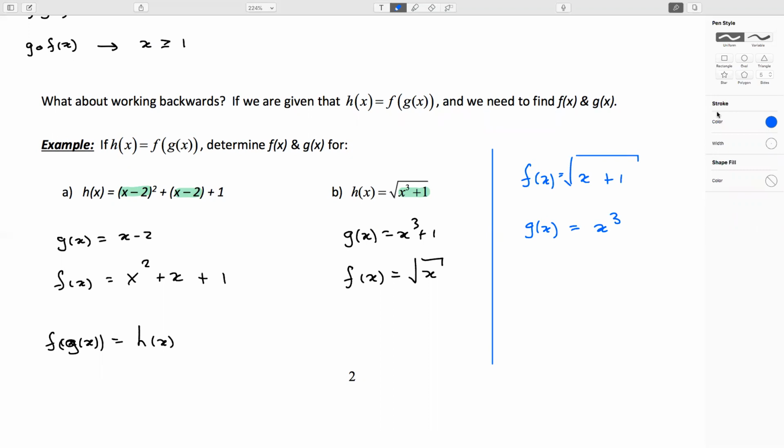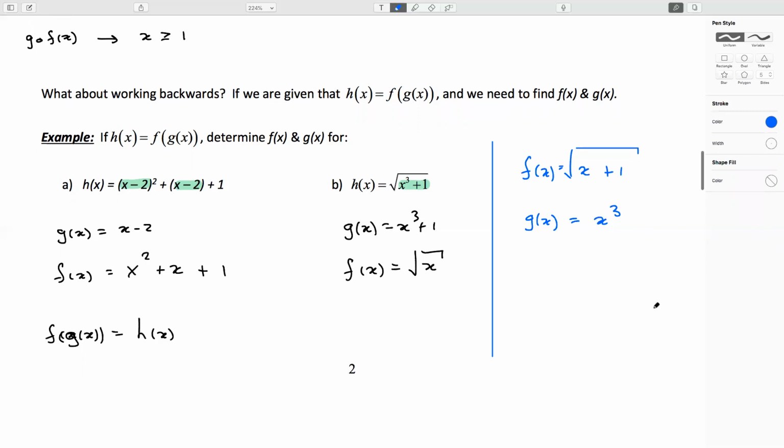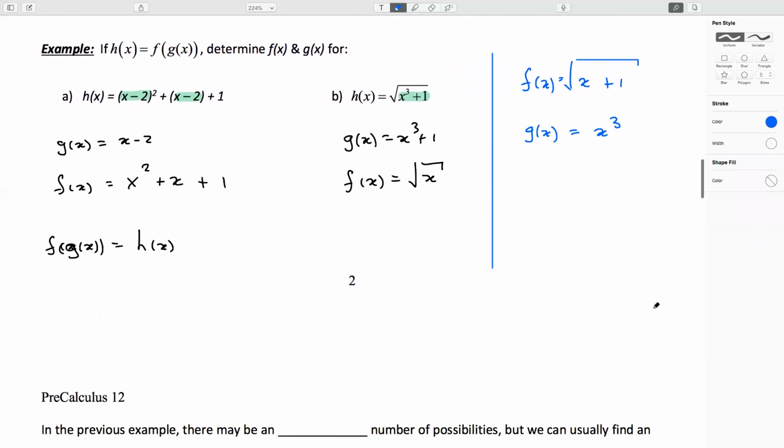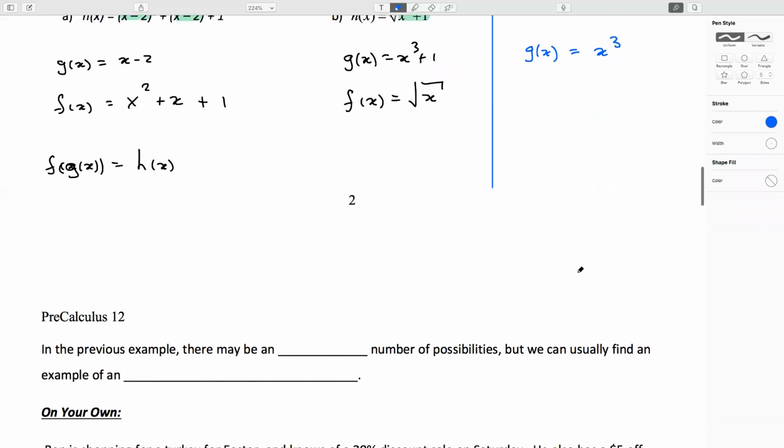So you have to be a bit creative here, but there are simple ways to do it, and I think many of you will end up with the same functions, but it is possible to get other functions. In the previous example, there may be an infinite number of possibilities. But we can usually find an example of an equation inside brackets.